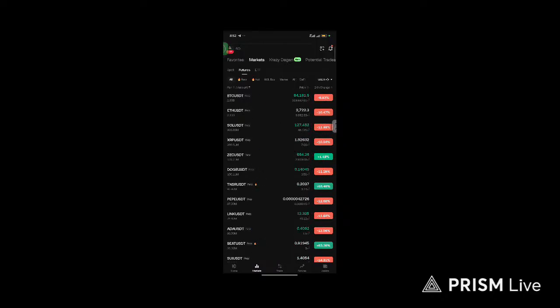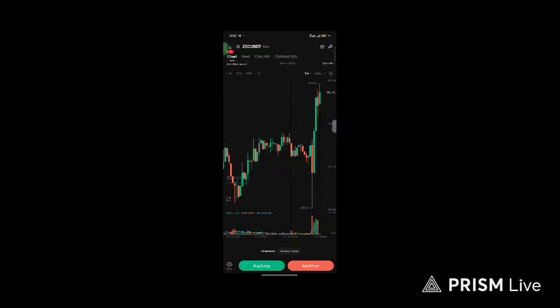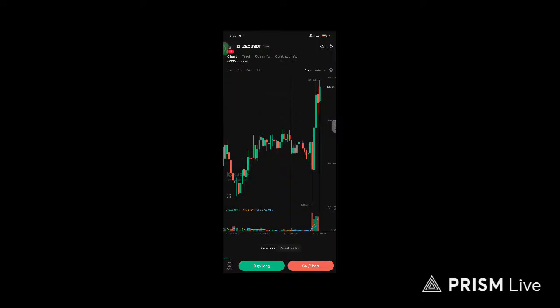search for tokens, right? So our topic is, as you can see now, I've selected ZEC USDT. Why does ZEC keep pumping while BTC is below $90K? That is what we'll be looking into for now.